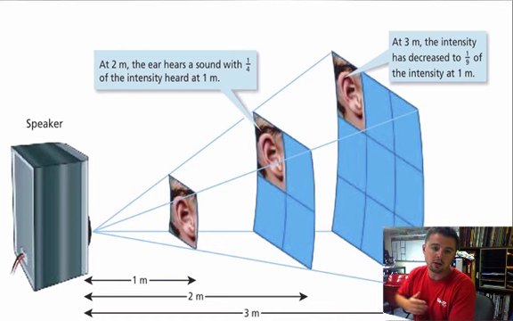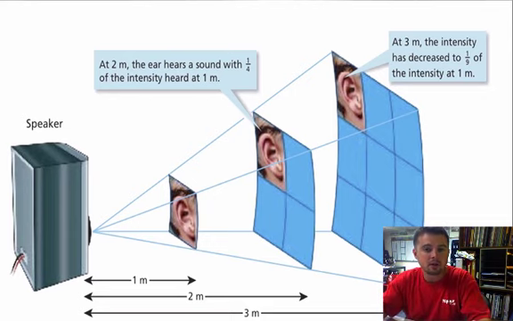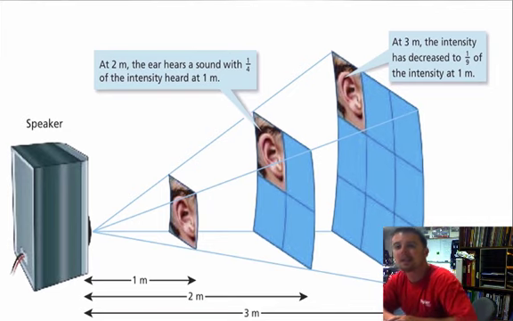Great diagram in your textbook right here. Check this out. If you're really close, you can imagine that you will hear a sound, for example, at 1 meter. But then if you're 2 meters away, you hear that sound with a fourth of the intensity because you have increased the distance. You've increased that area by 4. And then finally, if you're 3 meters away, that intensity goes all the way down to a ninth of what it was.